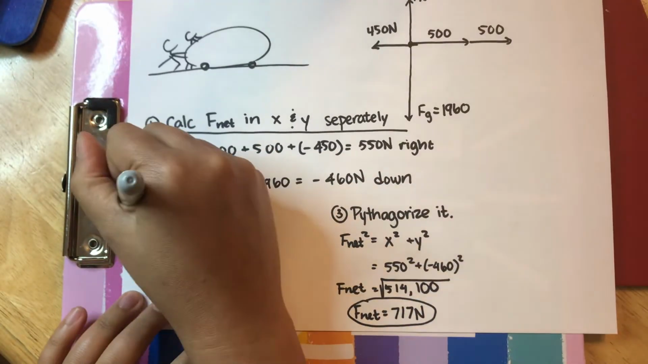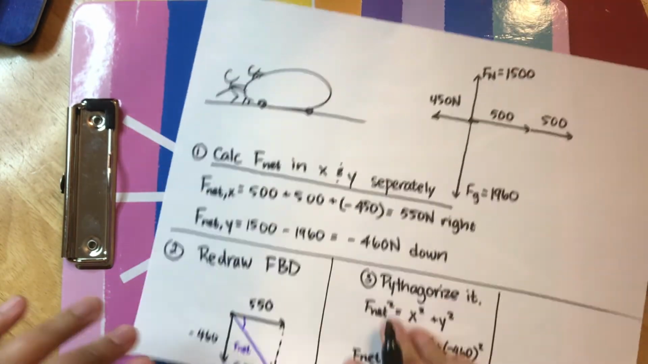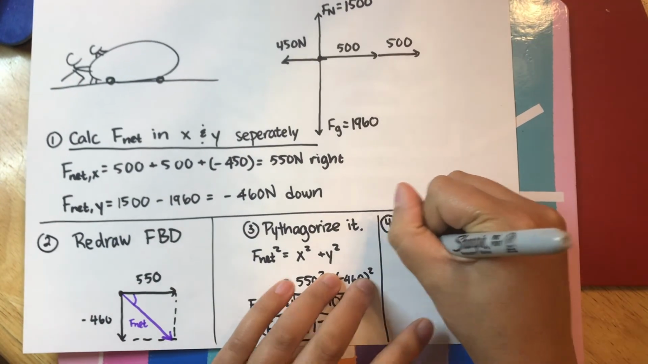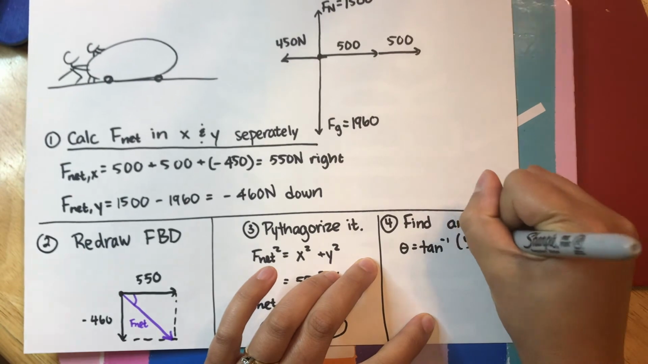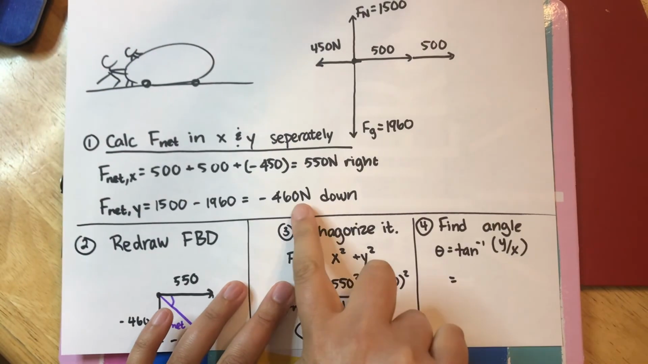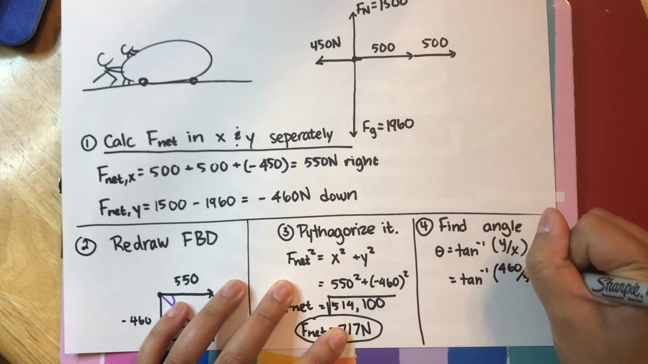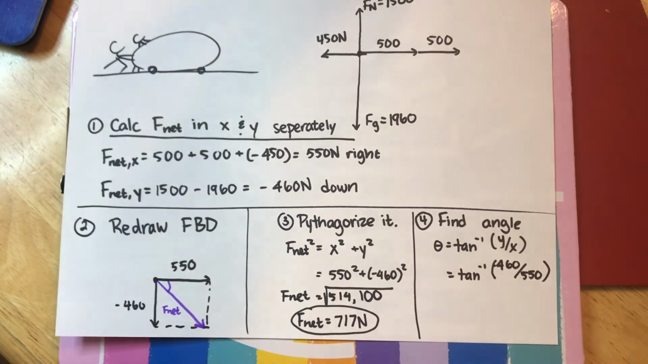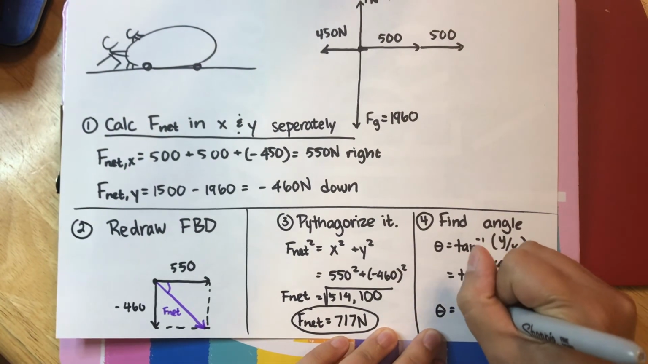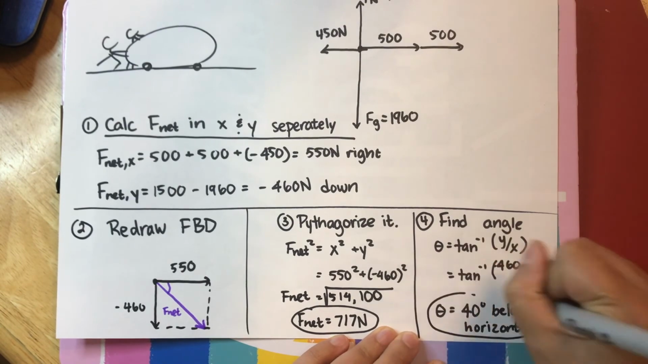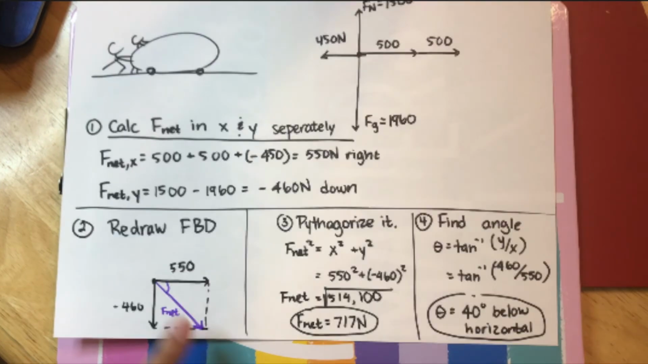Let's try that same inverse tangent equation as step 4 of our pushing the car problem. In order to find that missing angle, I would take inverse tangent of the y over x, or in this case, that's inverse tangent of 460 over 550. And make sure your calculator is in degrees for this. In this case, that gives me 40 degrees below the horizontal because notice it's down and to the right for our net force.